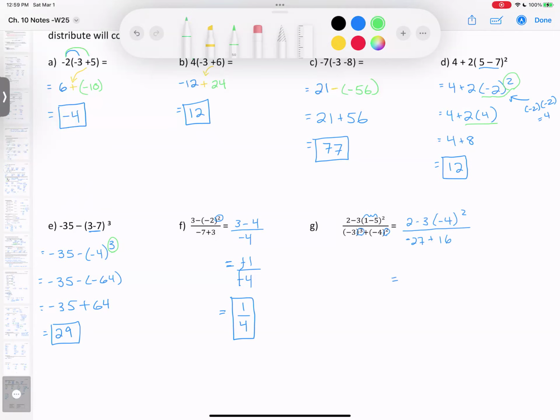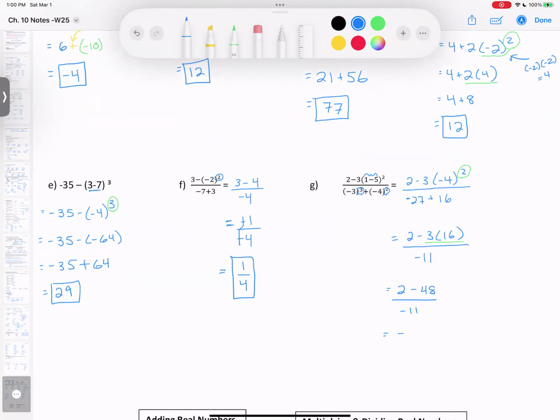Okay, so above the bar, my next step is the exponent here. So I've got 2 minus 3 times -4 all squared is +16. And then on the bottom, I can do that addition now. So I've got -27 plus 16, and that gives me -11. So we're not quite done the numerator yet. The next thing we can do is this multiplication here. And so we get 2 minus 3 times 16 gives me 48. And that's still over -11.